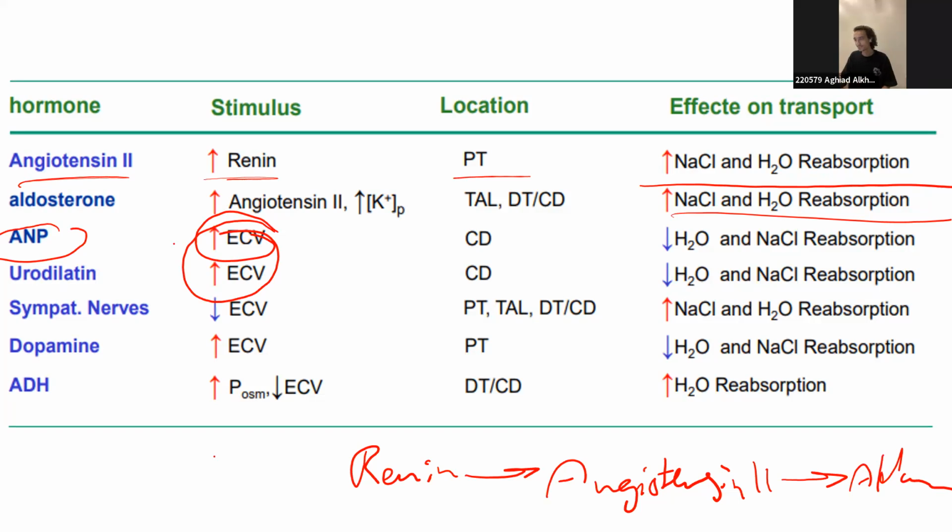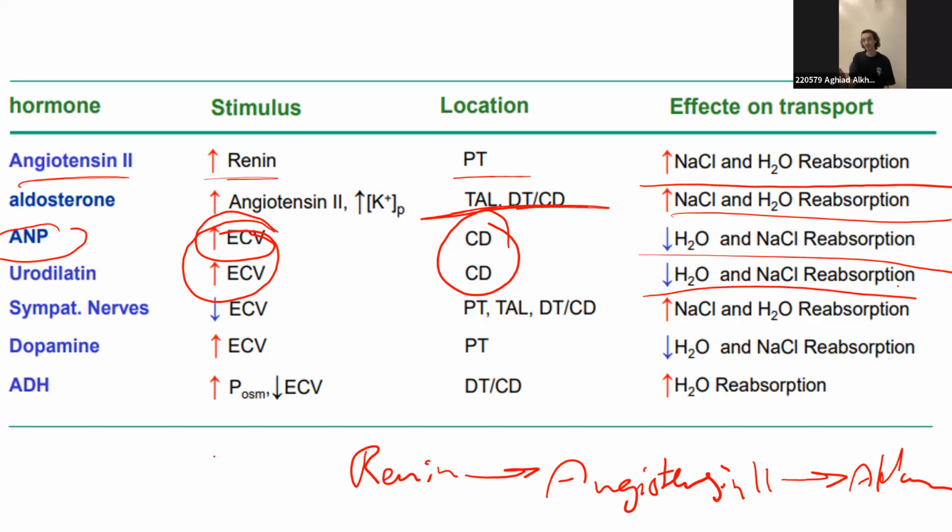I said natriuretic a lot, but yeah, the location is in the collecting duct. Aldosterone acts on the thick ascending limb, the distal tubule and collecting duct. And they in turn decrease water and sodium reabsorption and salt reabsorption, right? Because where salt goes, water follows.